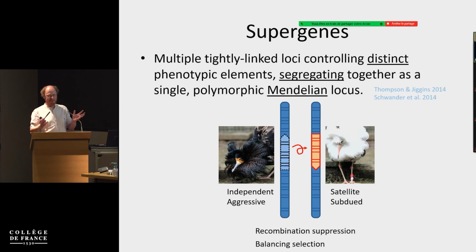Supergenes are a special architecture, usually involving inversions, and the definition in the literature is multiple tightly linked loci controlling distinct phenotypic elements, this is an important point, which segregate together in populations as a single and polymorphic Mendelian locus. The example I put is this ruff example with multiple behavioral and morphological and also physiological traits which segregate together with this inversion. And the three morphs coexist in the populations.